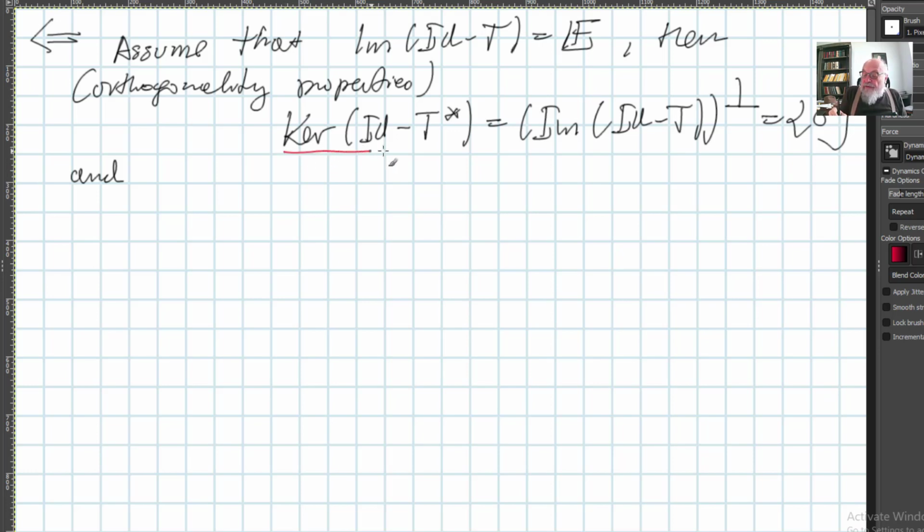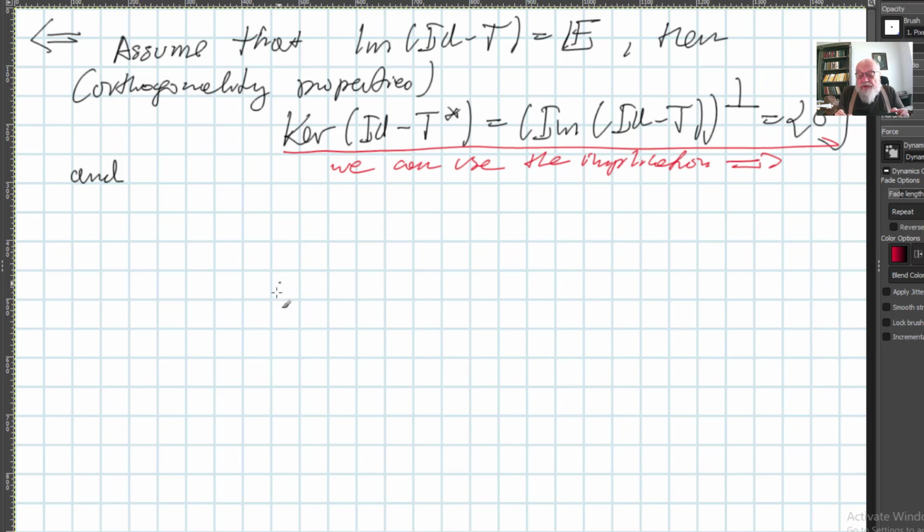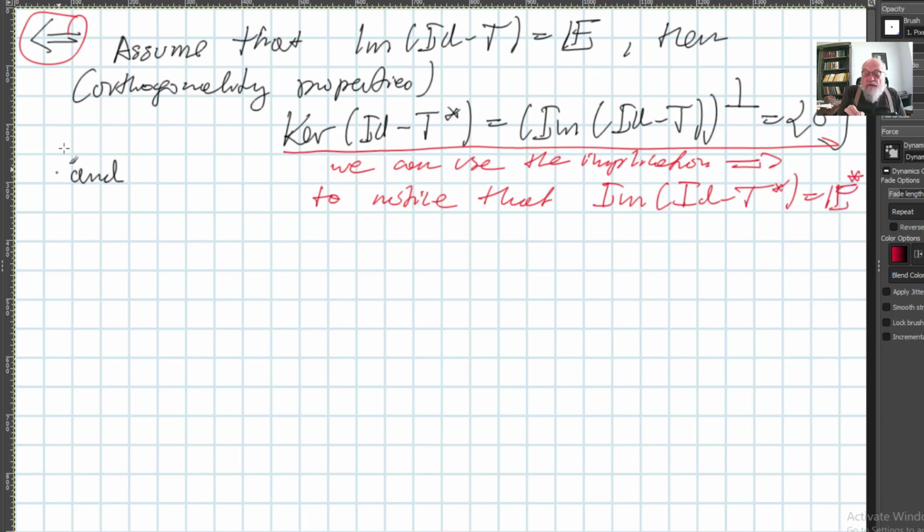Sorry. So we just proved it. This one satisfies this property, and we can use the implication, that one, that we just proved, because this is the opposite. The other one was already proved. Notice that in such a case, the image of identity minus T star is the whole space T star.